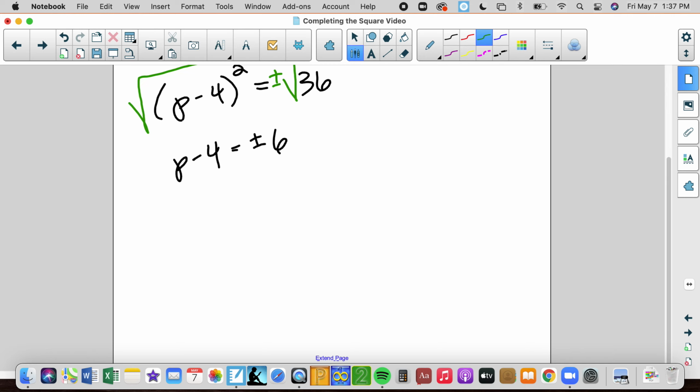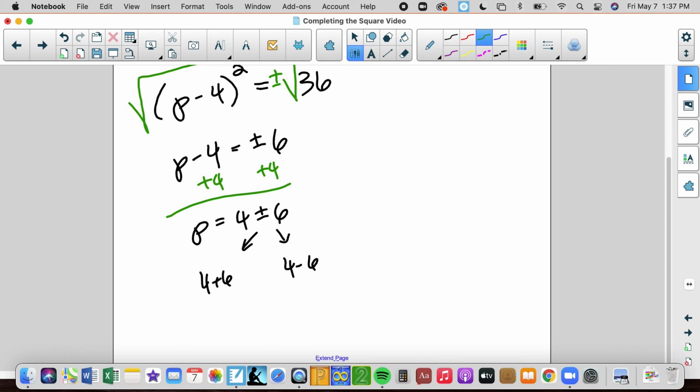And now we're going to isolate p. We're going to get rid of that -4. And that leaves me with p equals 4 plus or minus 6. 4 plus 6 and 4 minus 6. 4 plus 6 is 10. 4 minus 6 is -2. So my solution is -2, 10.